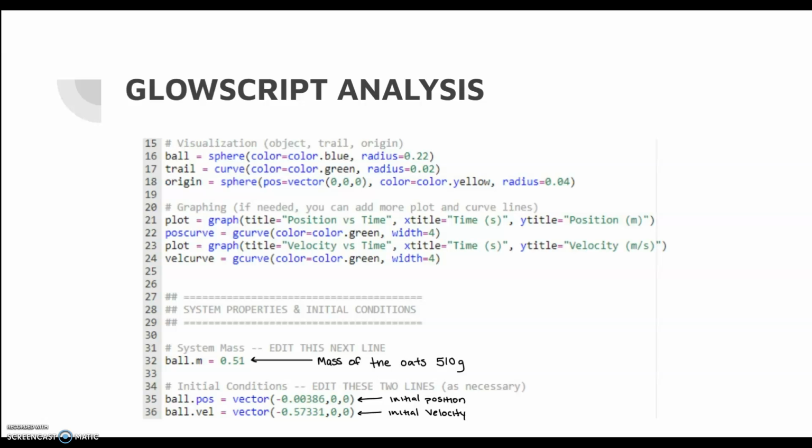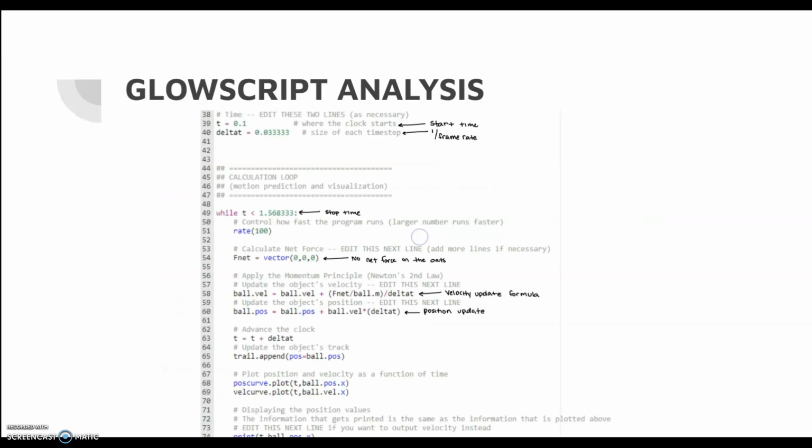In line 32, you can see that I set the mass of the oats, and in lines 35 and 36, we have the initial position and initial velocity. I used the formula on the previous slide to calculate the initial velocity using the initial positions. On lines 39 and 40, you can see I set the time and the change in time. The change in time is based on the frame rate of my camera, which was 30 frames per second.